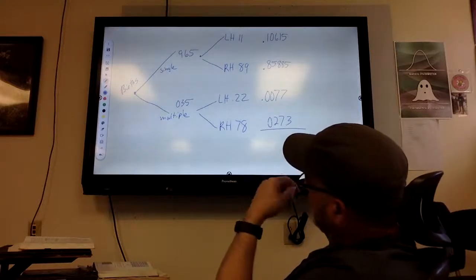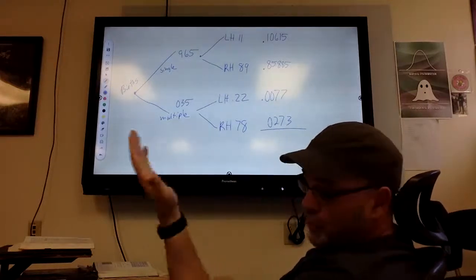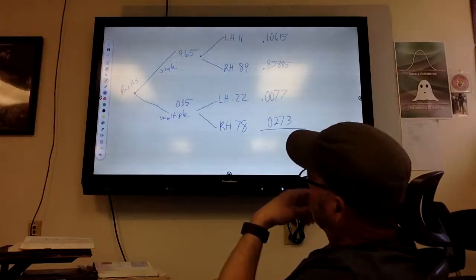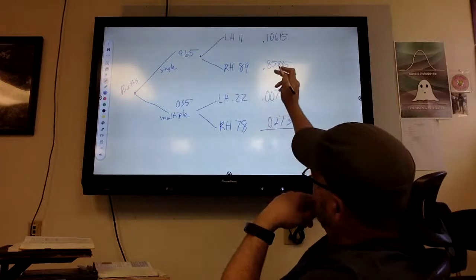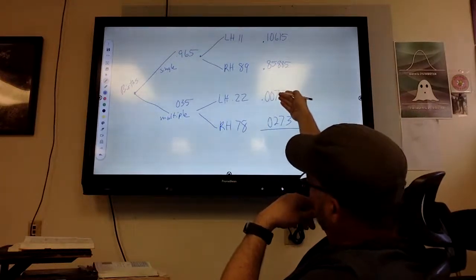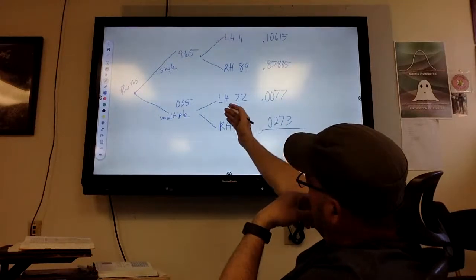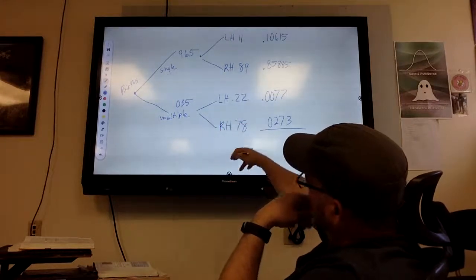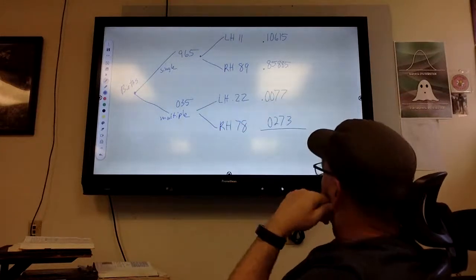It gave us 3.5%. So knowing it's got to be one or the other, it's 96.5% on the single births. And then it gave you 11% for left-handed, obviously 89% right-handed. Then it gave you 22% left-handed from the multiple births, 78% right-handed.